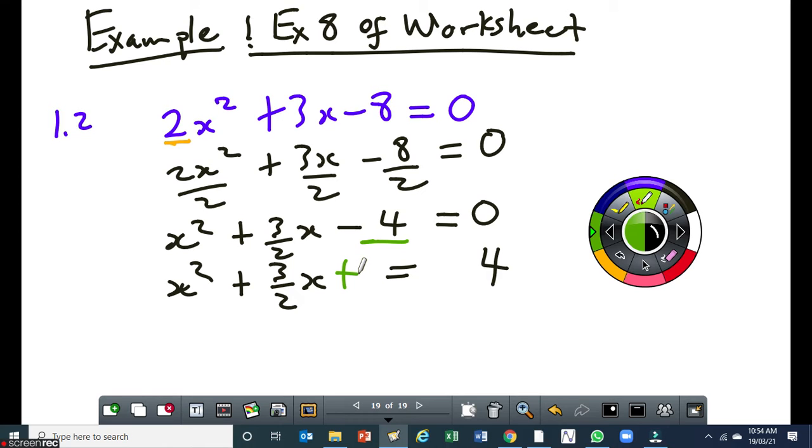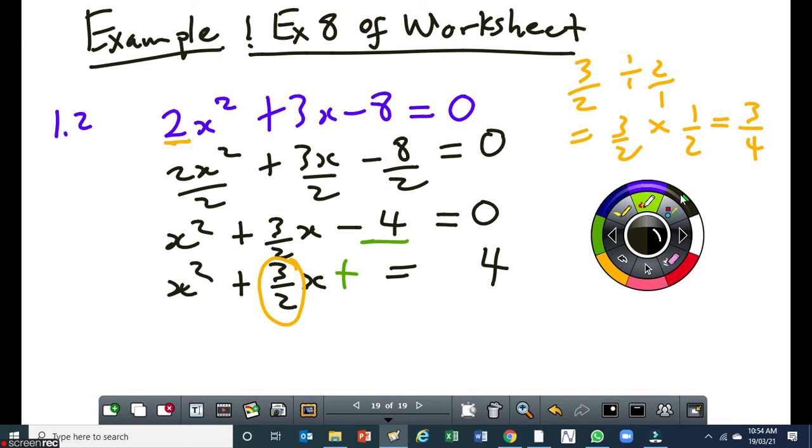To determine that term, we need to find half of the coefficient of x. The coefficient of x is 3 over 2. So 3 over 2 divided by 2 over 1 will give you 3 over 2 times 1 over 2, and you get 3 over 4. So half of 3 over 2 is 3 over 4. If you can't do it mentally like me, use your calculator. Whatever the coefficient of x is, we divide it by 2. Don't try to do it like me, because my brain is sharpened over many years of doing maths.